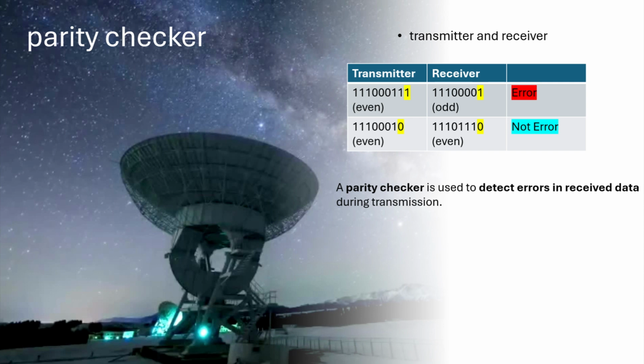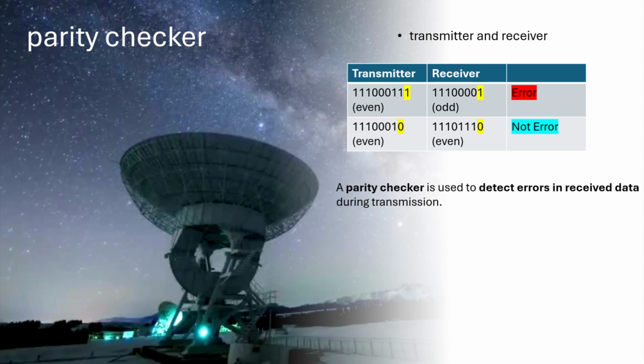Example 1. The transmitter sends this data. 111000111. Let us count the ones together. 1, 2, 3, 4, 5, 6. 6 ones. 6 is even. The transmitter used even parity, so the data is correct when sent. Now the receiver gets this. 111000001. Let us count. 1, 2, 3, 4. 4 ones. 4 is even. Wait. Both are even. Does that mean no error?